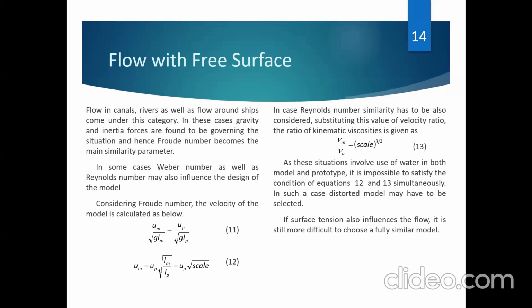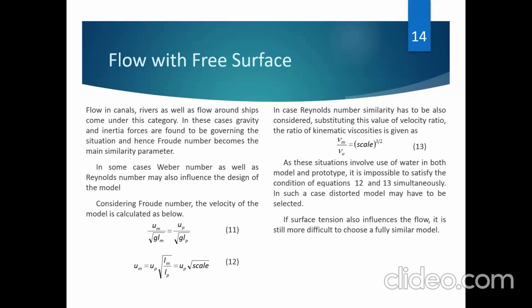So in case Reynolds number similarity has to be also considered, substituting this value of velocity ratio, the ratio of kinematic viscosity is given as Vm over Vp is equal to scale exponent 3/2. As this situation involves use of water in both model and prototype, it is impossible to satisfy the condition of equations 12 and 13 simultaneously. In such a case, the distorted model may have to be selected.